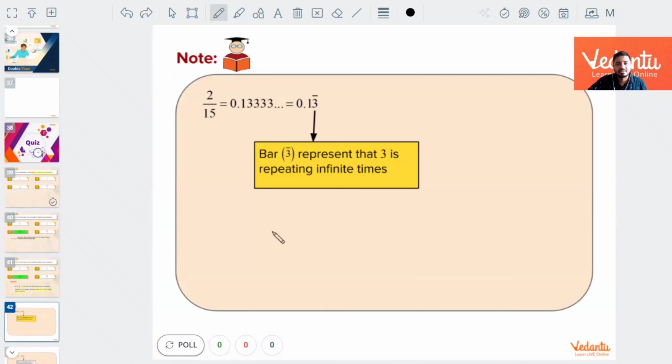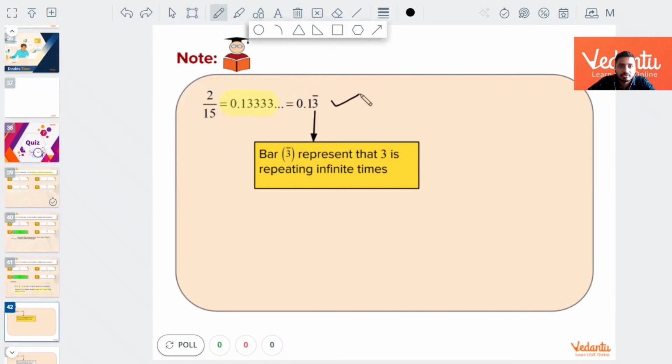Clear? Next one: 2 by 15. On dividing 2 by 15, we get 0.13333. Sir, how many times do we have to write 3? Is there a shortcut method to represent this? Yes, you can represent it with a bar over 3. So you can write 0.13333 as 0.13 with a bar over the 3. This is also correct.